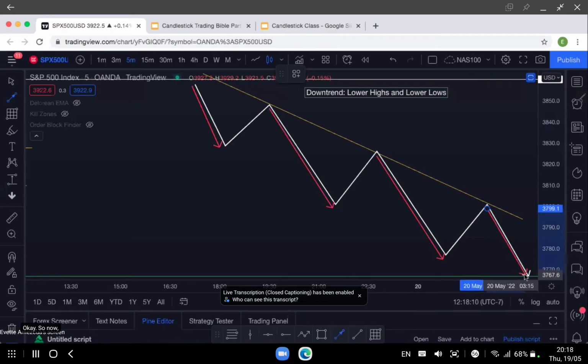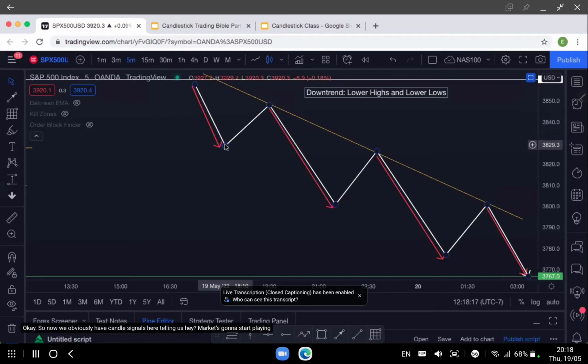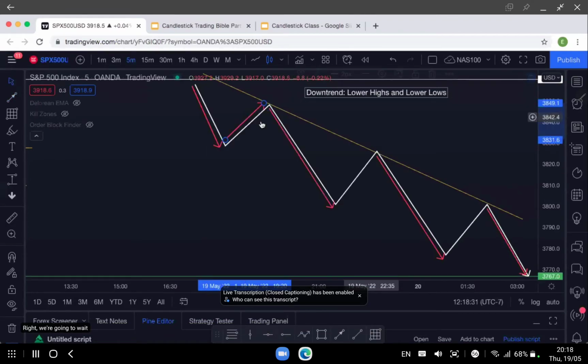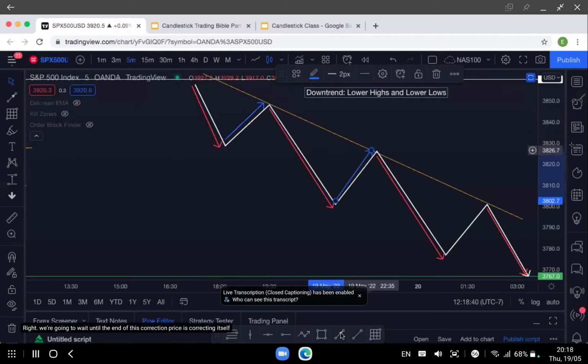So now we obviously have candle signals here telling us, hey, market's going to start pulling back now. It's going to start reversing. It's going to start buying. You don't want to enter for a sell here. You're going to wait. Remember, we're talking about this counter trend. We're going to wait until the end of this correction. Price is correcting itself.